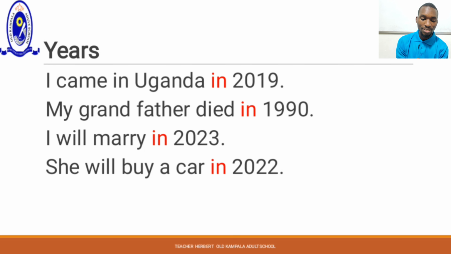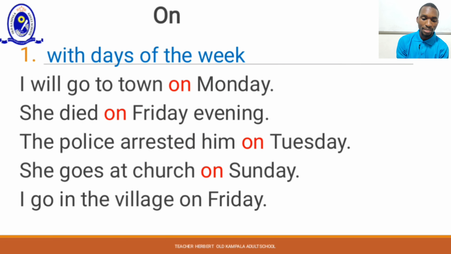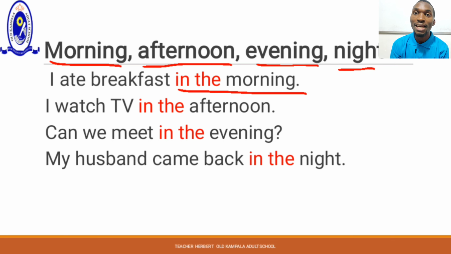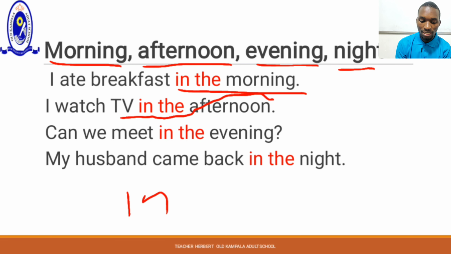Then let's look at another example. When we use morning, afternoon, evening, night, we must use in. Look at these examples: I ate breakfast in the morning, but not at the morning. Very many students say I ate breakfast at the morning. No, guys, it is in the morning. Look at the second example: I watched TV in the afternoon. You can see it is in the afternoon, not at the afternoon.